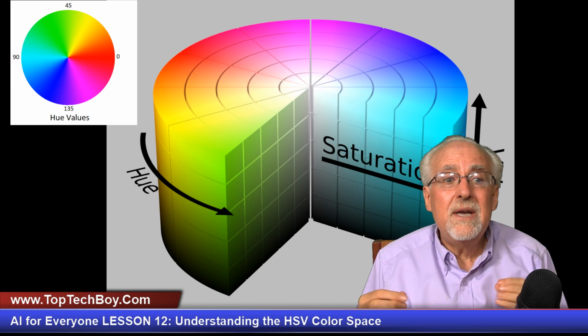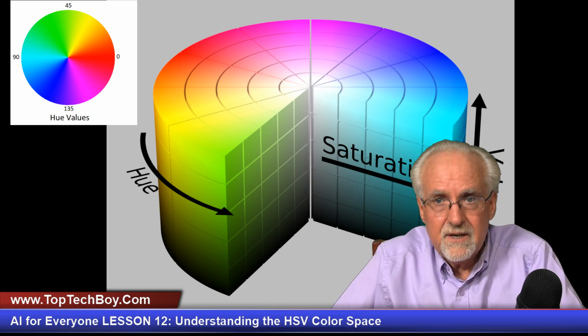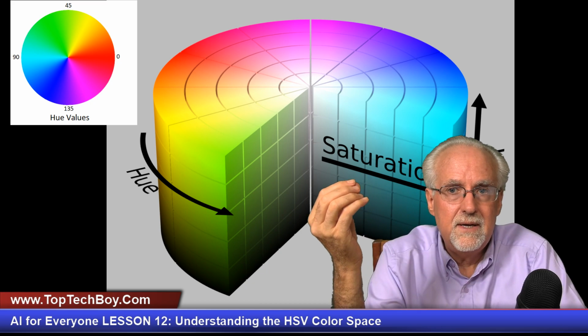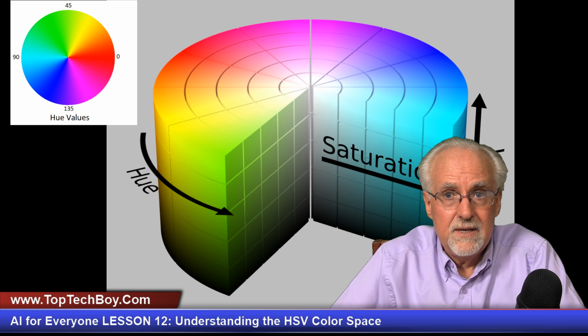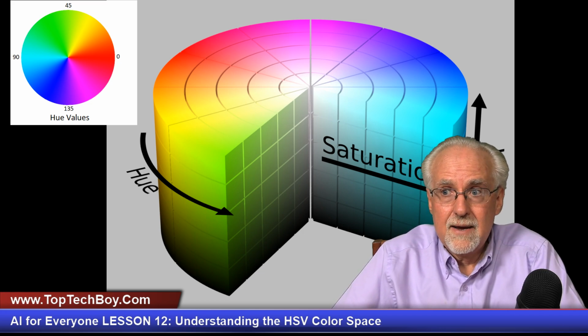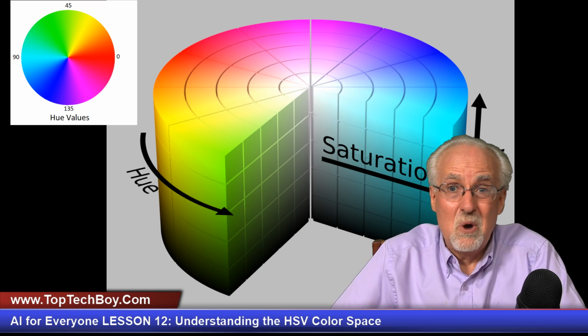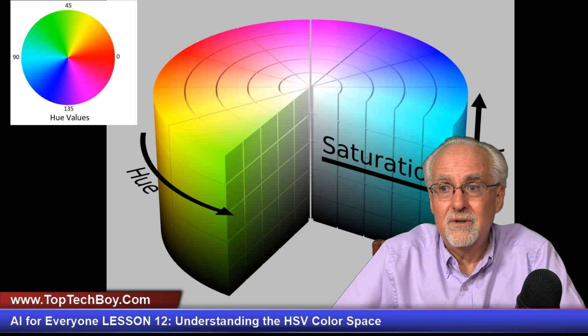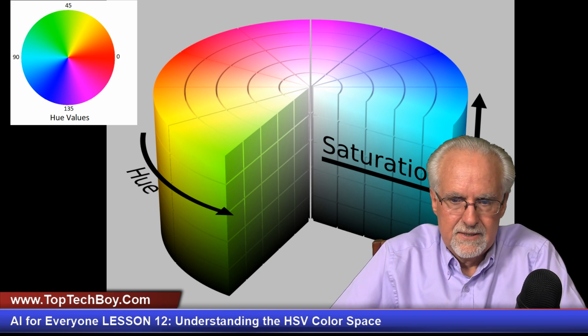So in the HSV color space, it is very easy for you to track on color. In the RGB color space, it is almost impossible to track on color. I hope this makes sense to you guys. I really do.